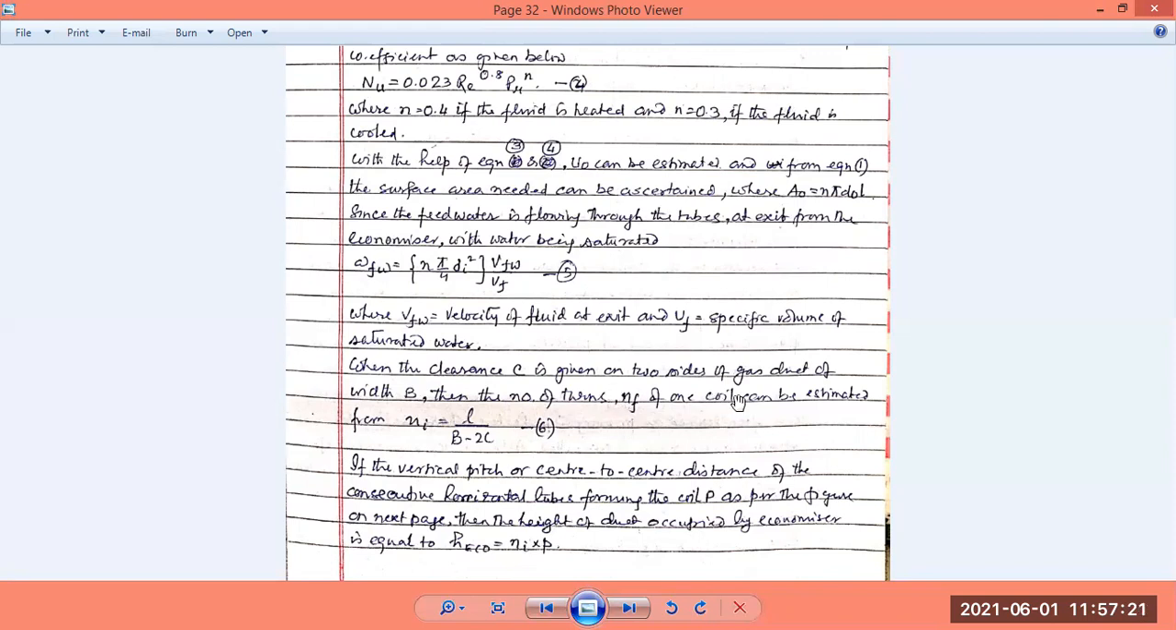When the clearance is given on two sides of the gas duct with width B, then the number of turns Nf of one coil must be estimated from Nf equal to L by (B minus 2C), where v is the velocity of fluid at exit and vf is the specific volume of saturated water itself.